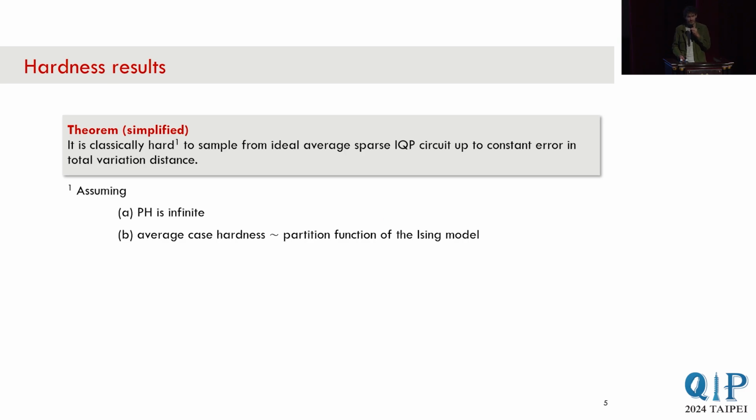We have the same kind of classical hardness theorem that I stated earlier that says that it is hard to sample from ideal average sparse IQP circuits up to constant error in total variation distance, where we assume two complexity theory conjectures. The first one, common to every sampling problem, is that the polynomial hierarchy is infinite. And the second one, specific to IQP sampling, is related to some average case reduction of computing the partition function of the Ising model. Once again, with this kind of result up to constant error in total variation distance, we don't really know if it can be extended to cover some realistic error model. And so essentially, we're going to try to add some level of error correction to this scheme.